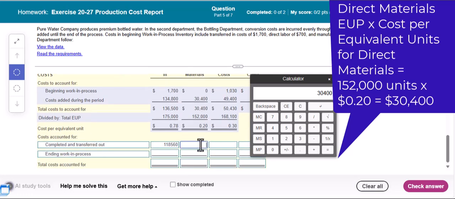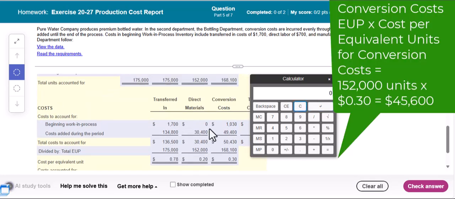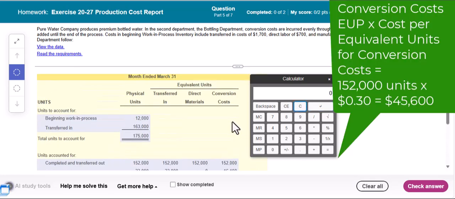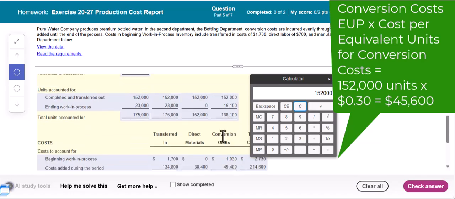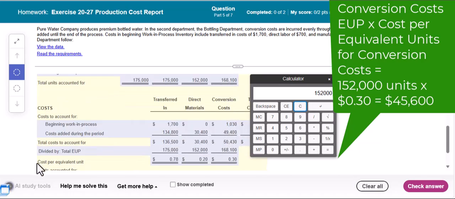Let's enter that in and repeat again for the conversion costs. So scroll back up. We're looking at conversion costs. The completed and transferred out was 152,000 again. The conversion cost per equivalent unit is 30 cents, so we'll multiply this by 0.30. That's going to give us 45,600. Go ahead and enter that in.